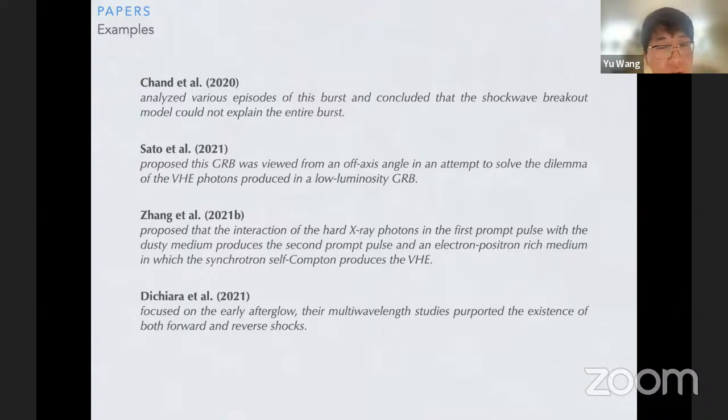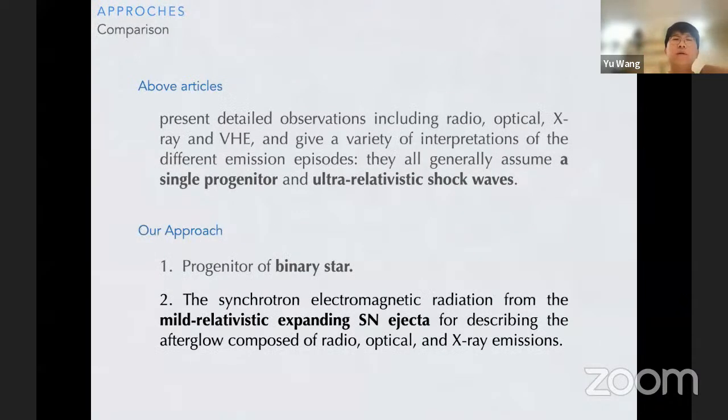And the last one focused on the early afterglow. Their multi-wavelength study reported the existence of both forward and reverse shocks. So all the above articles present detailed observations, including the radio, optical, X-ray, very high energy, and they give a variety of interpretations of different emission episodes. But they all generally assume a single progenitor and an ultra-relativistic shock wave.